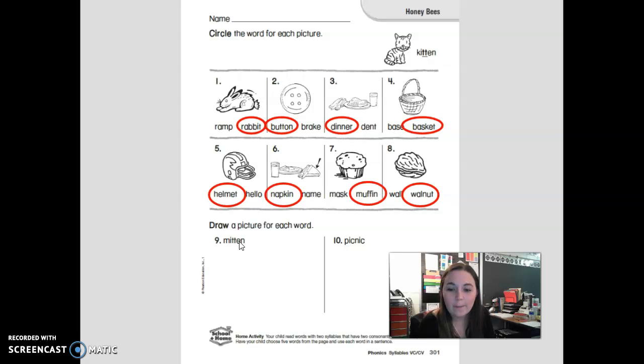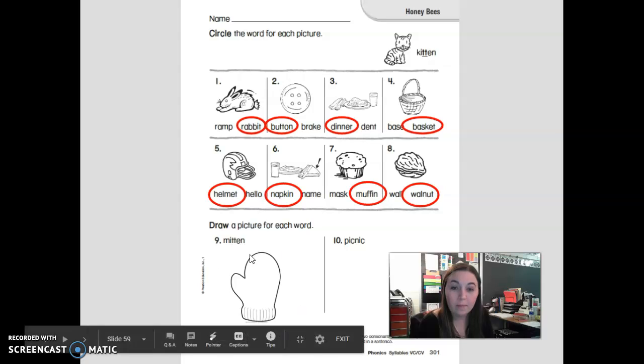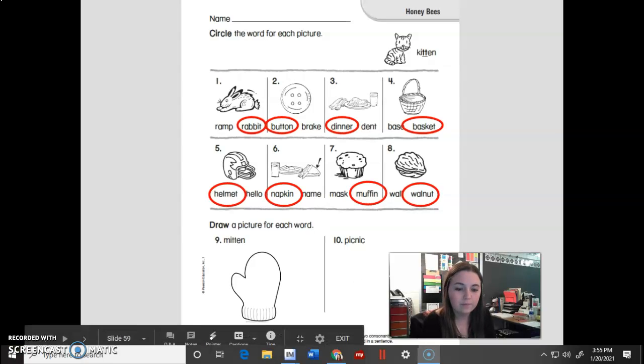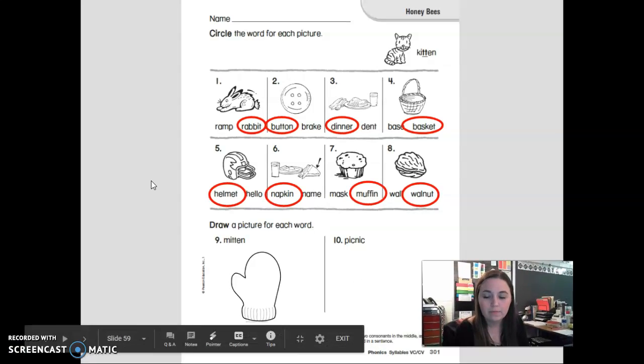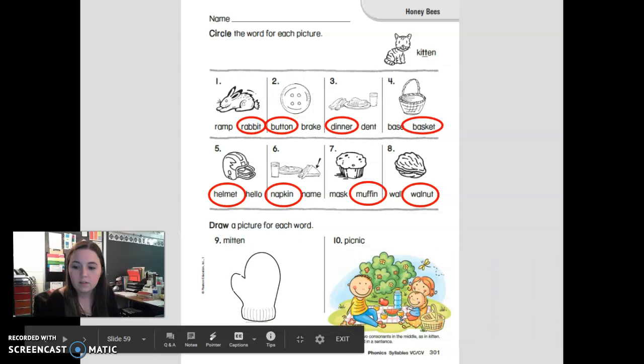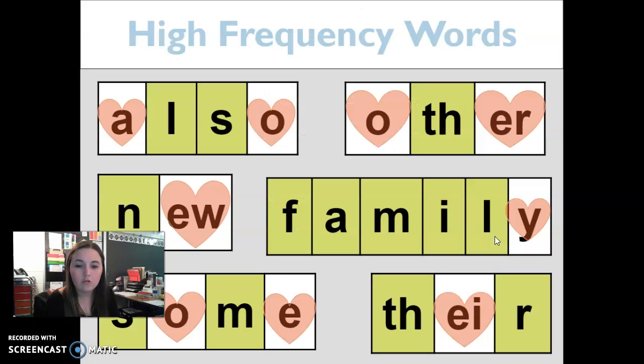All right, it says draw a picture for each word. So if I was going to draw a mitten, it might look like this. Remember, you can go find Miss Lindsay's art video in the specials folder. You don't have to, but if you want to draw it, you can. Whoop, I disappeared. Hold on. There I am. All right, and then if you had picnic, that's something you could draw too.